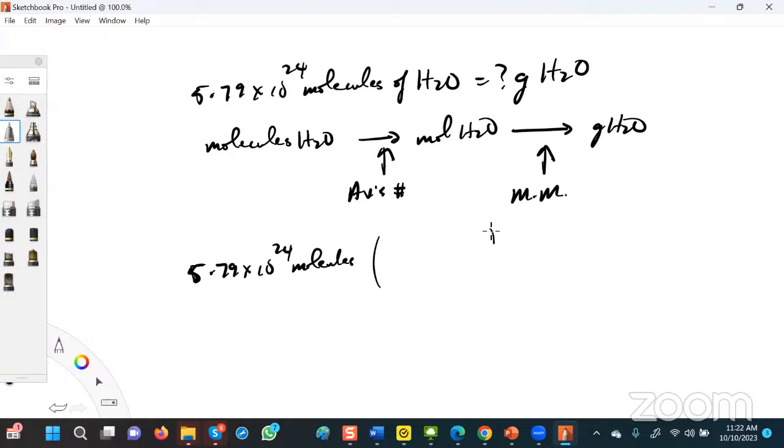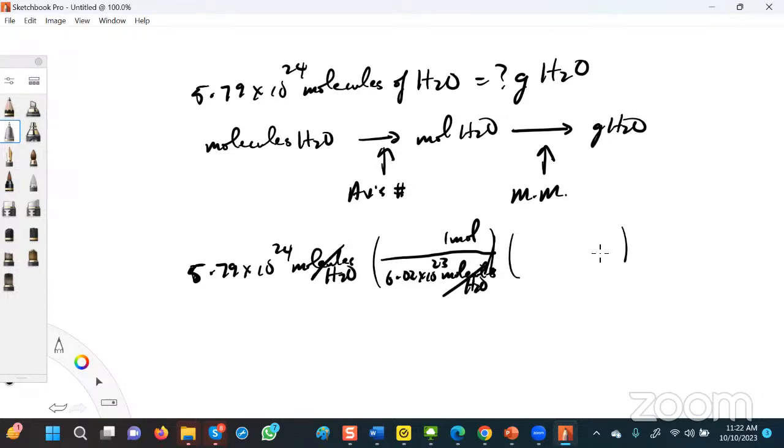And we're going to multiply by a conversion factor, which involves Avogadro's number. The number of molecules will go down here, and 1 mole will go up top. So that would be 6.02 times 10 to the 23, right? That would go down here. So the molecule units will cancel out. And by the way, this is molecules of water. So let me put that here as well.